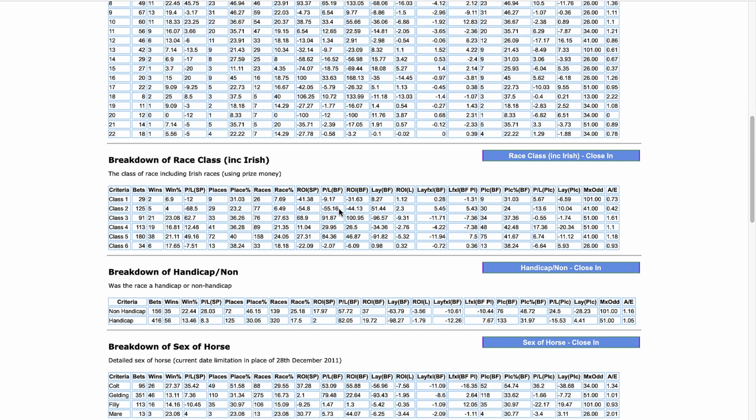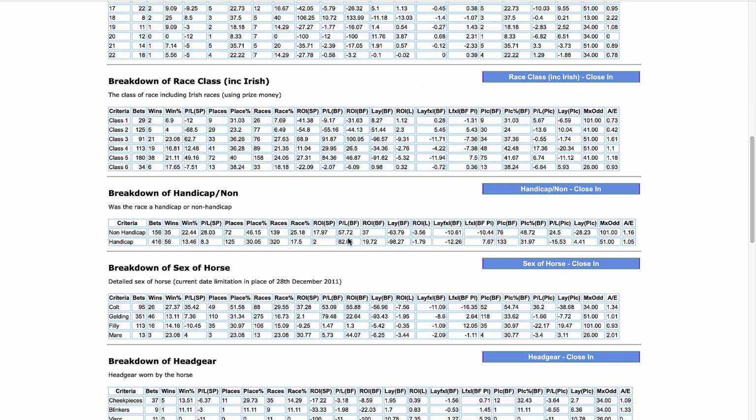Now this one looks really significant. Anything on class 1 and class 2, we've got there nearly minus 64 points. And class 3, 4, 5 look good. Class 6 making a slight loss. But again, the strike rate on class 6 is quite high, so that might be worth keeping in there, but leaving out the class 1 and class 2.